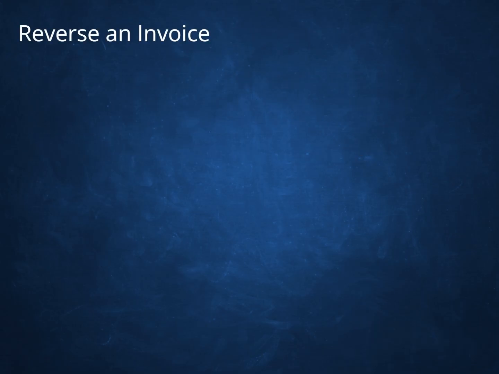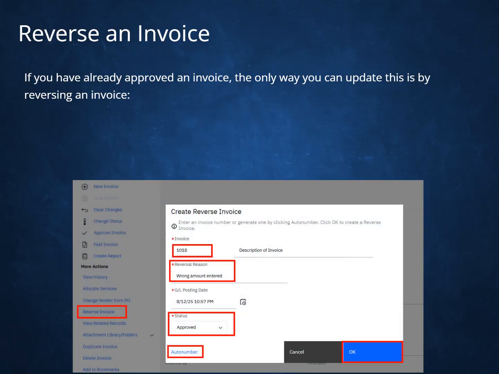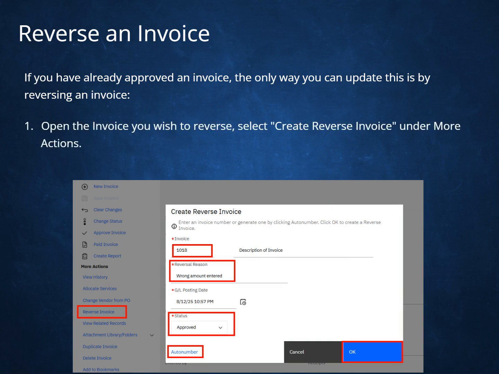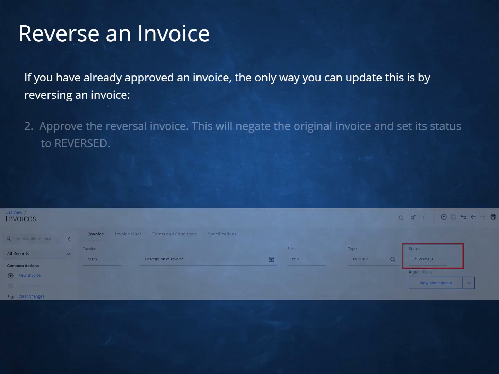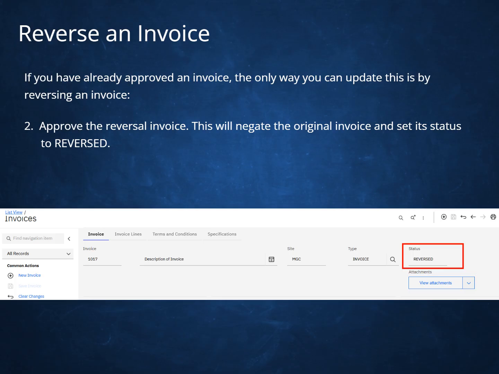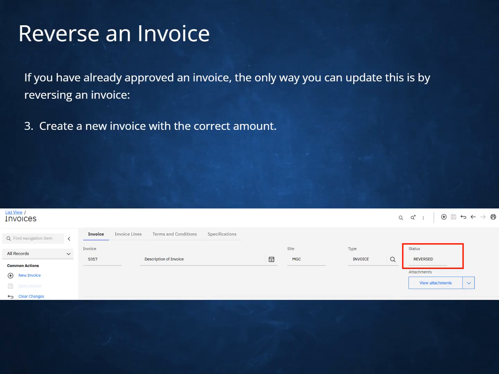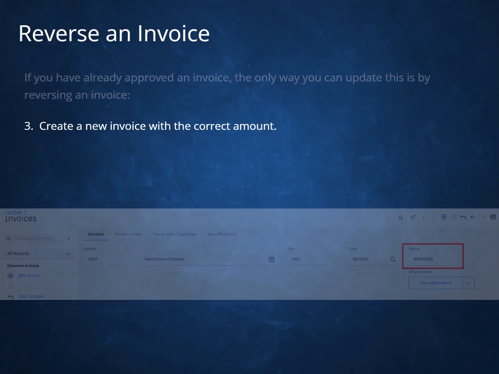Reverse an invoice. If you have already approved an invoice, the only way you can update this is by reversing an invoice. 1. Open the invoice you wish to reverse. Select Create Reverse Invoice under More Actions. 2. Approve the reversal invoice. This will negate the original invoice and set its status to Reversed. 3. Create a new invoice with the correct amount.